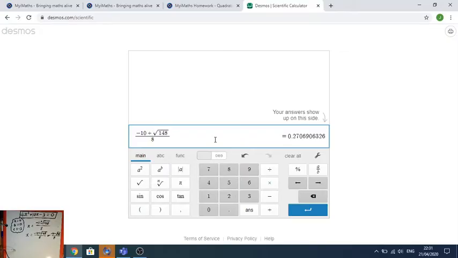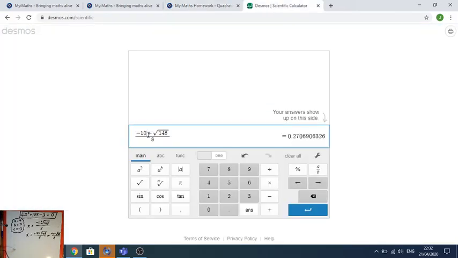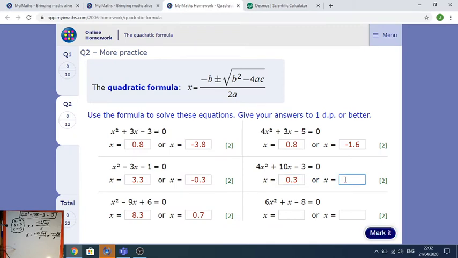So I've put the first one in already, minus 10 plus square root of 148 all divided by 8, and that's given me this number, which I'm going to round to 0.3. So over to the iMaths, 0.3, and then to get the other solution I just need to change that plus there for a minus, and that gives me this number, which is going to round to minus 2.8. So over to the iMaths and put in minus 2.8. Okay, on to the last question.